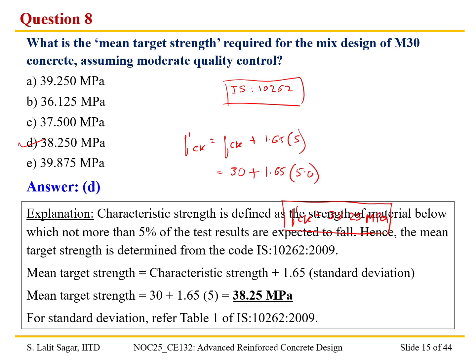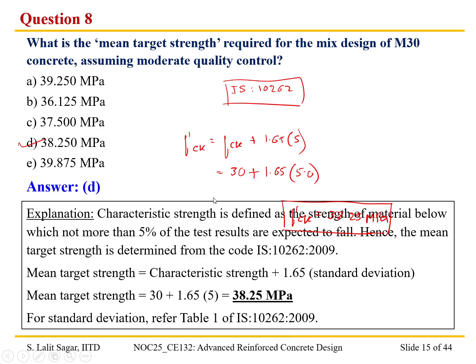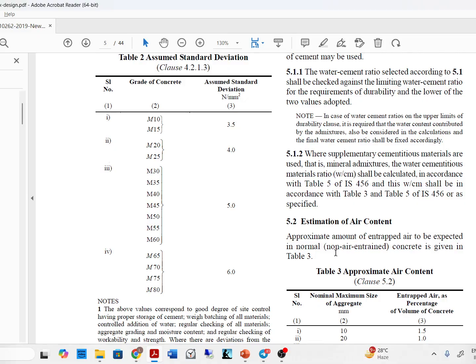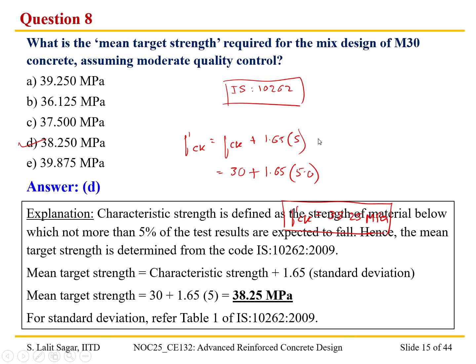The characteristic strength is defined as the strength of material below which not more than 5% of the test results are expected to fall. Do we have an explanation? Let me see. No, we don't. Hence the mean target strength is determined from the code IS 10262 2009. I think it has been updated, in 2018, 2019. So we can follow this code and obtain the mean target strength.